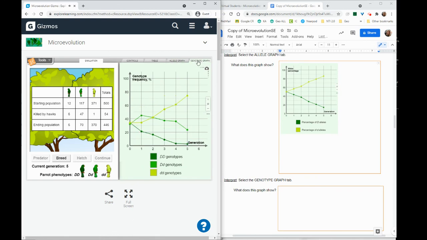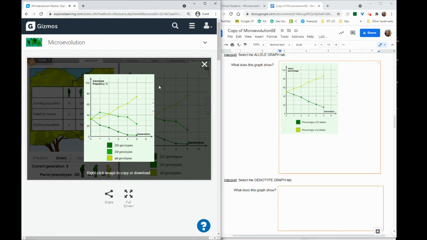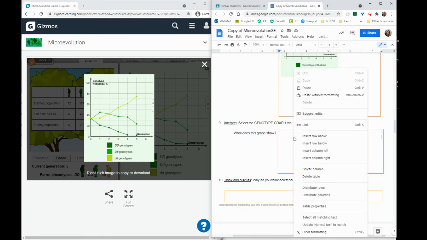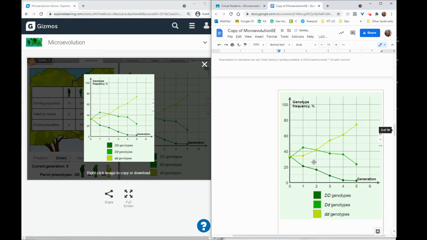In your genotype graph, you'll do the same thing. So you'll click on the genotype graph tab. You'll click the camera. The graph will come up. You will 2-finger tap on the picture to get your right-click menu. Copy your image. Come over to your Google Doc. 2-finger tap. Paste your image. And then resize it.